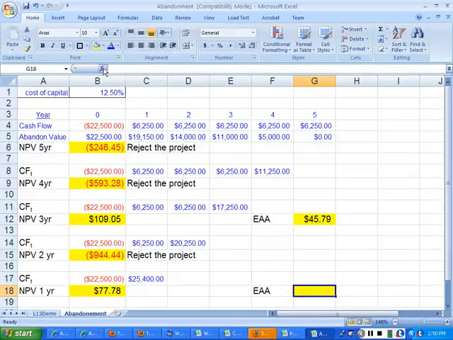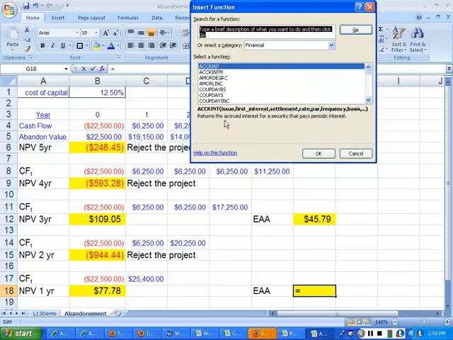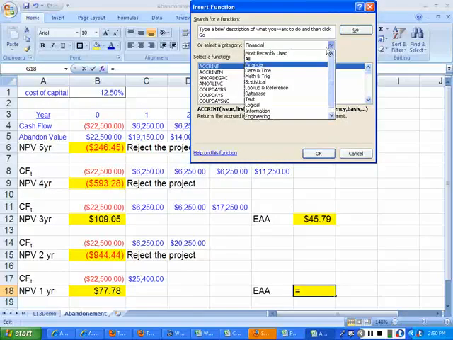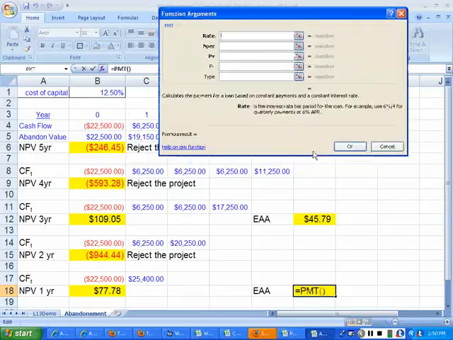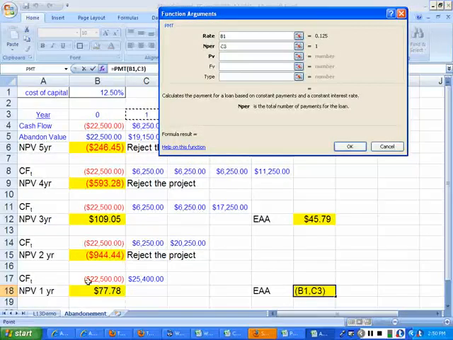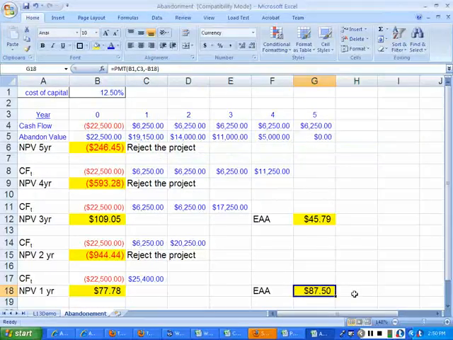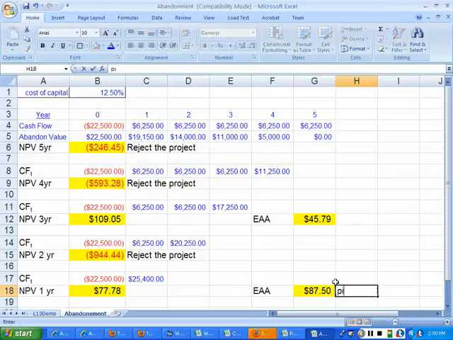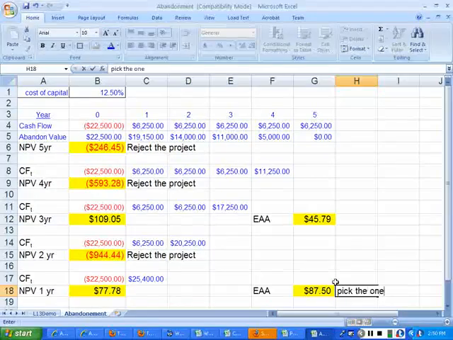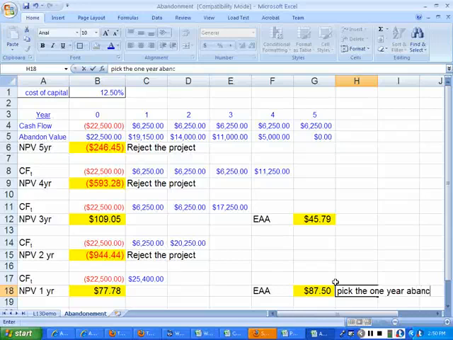So again, we want to go to the function wizard, and we're interested under the most recently used of that payment function again. The rate is the same, 12.5%, but the number of periods is only 1. We were going to abandon after 1 period. How much will we pay? Well, it's an outlay, a negative of $77.78, and what we get back in return is $87.50. So pick the 1-year abandonment. And that's how we would make our decision for abandonment.